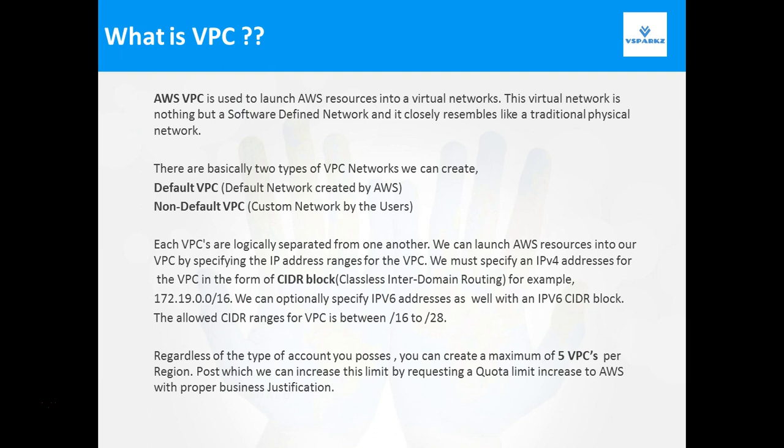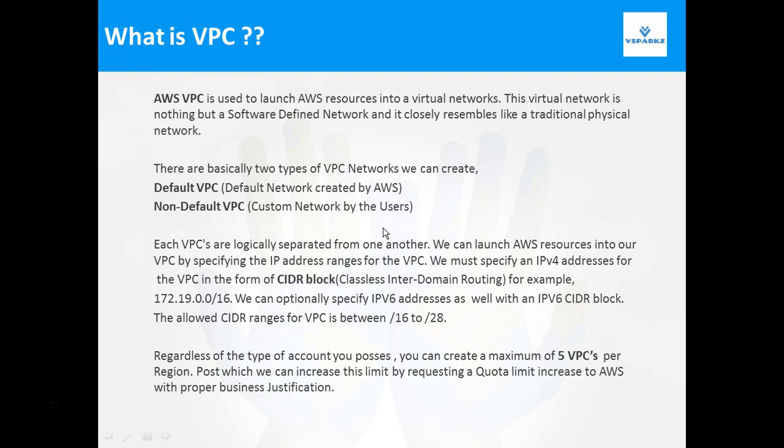There are two types of VPC networks. They are a default VPC, which is a default network created by AWS, and a non-default VPC or a custom network, which is created by the users. But each and every VPC is logically separated or isolated.